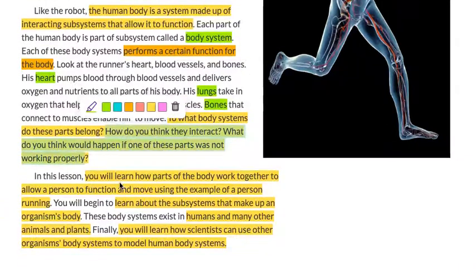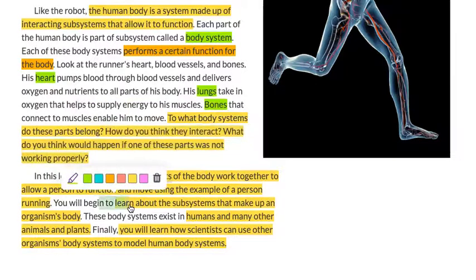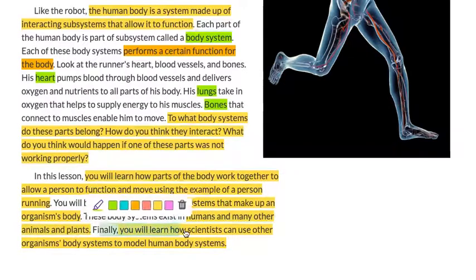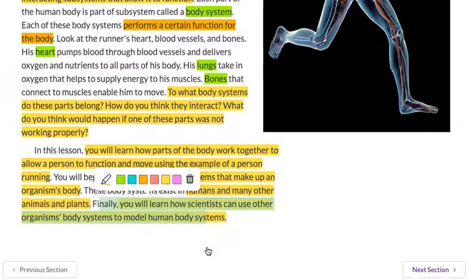And so in this lesson, you're going to learn about how parts of the body work together to allow a person to function and move using the example of a person running. You're going to begin to learn about subsystems that make up an organism's body. These body systems exist in humans and many other animals and plants. And finally, you're going to learn about how scientists can use other organisms' body systems to model human body systems.